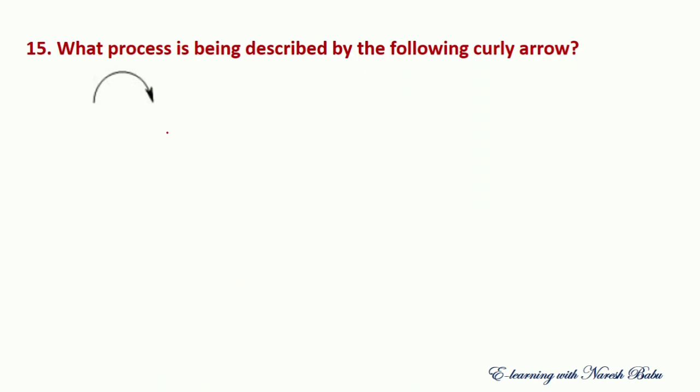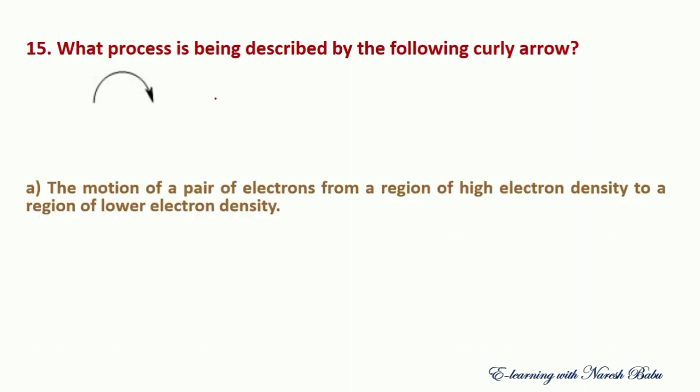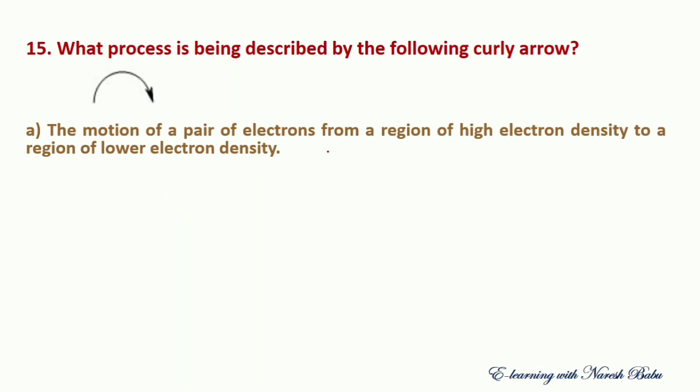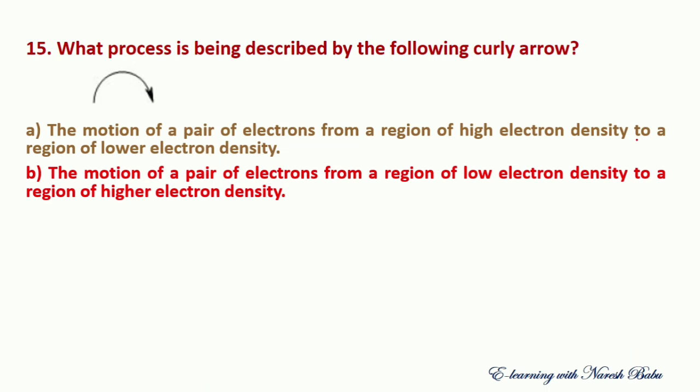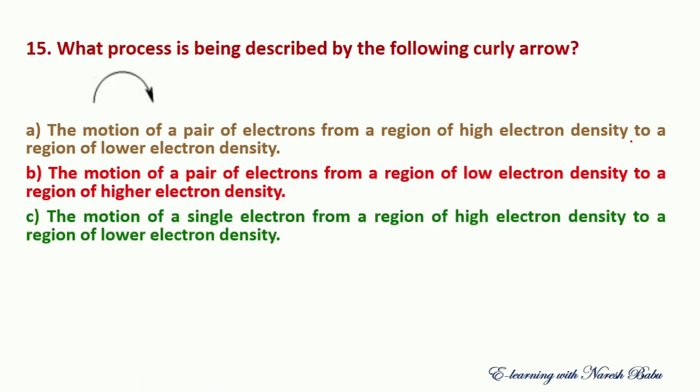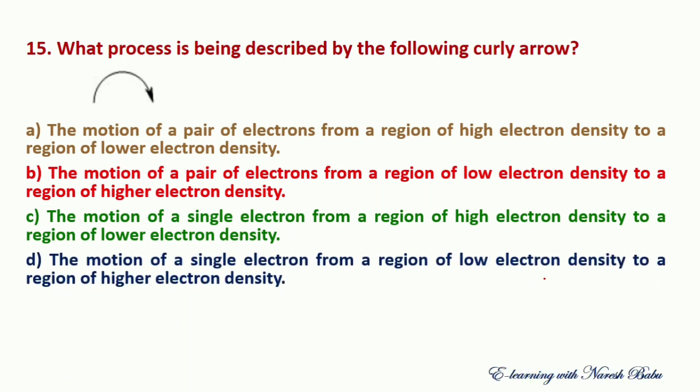And what process is being described by the following curly arrow? So this arrow, which process is it indicating? The given options are: the motion of a pair of electrons from a region of high electron density to a region of low electron density; the motion of a pair of electrons from a region of low electron density to a higher electron density; the motion of a single electron from a region of high electron density to low; and the motion of a single electron from a low electron density.